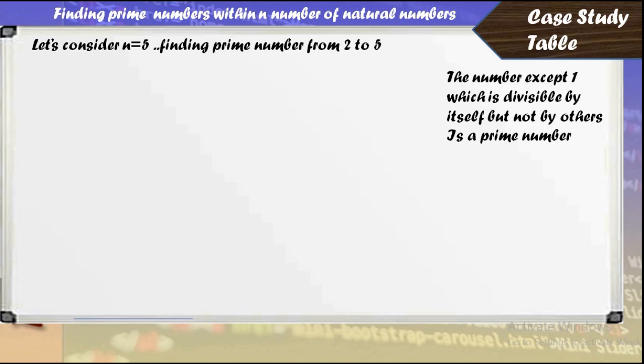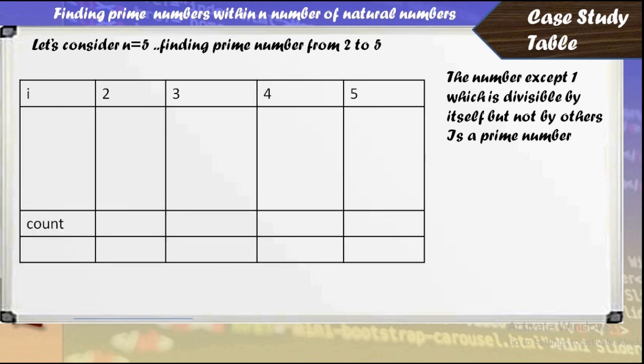We know that a number other than 1 which is divisible by itself but not by others is a prime number. Let's consider n equal to 5. Now here in a tabular format, we will show the logic building part of the program.